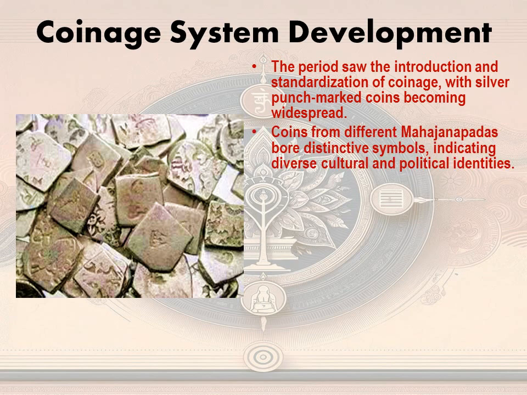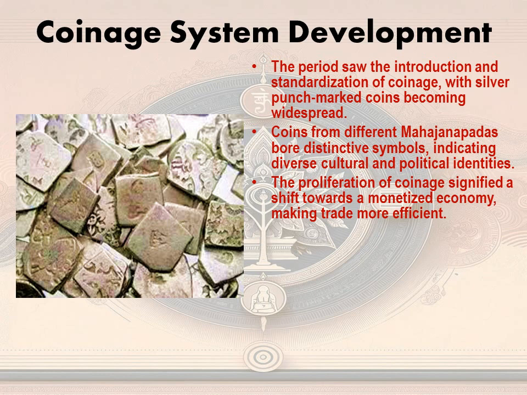Coins from different Mahajanapadas bore distinctive symbols indicating diverse cultural and political identities. Now, each of these coins had different kinds of symbols in them, and those symbols used to be punched. Every state had a different symbol, and sometimes coins used to be modified. When one state conquered another state, they used to take the punch marked coins of the conquered state, and punch their own symbols. So in many coins we find 5 to 6 symbols existing.